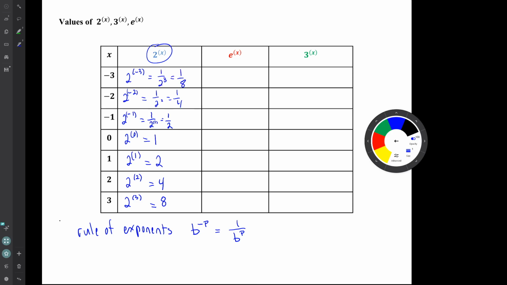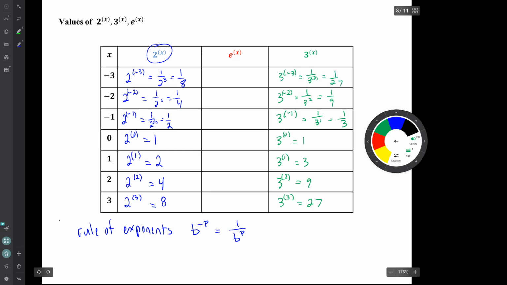Let's skip over and do the table of data for 3 to the x. I'm going to go quickly here, similar computations. So there's our data for 3 to the x.